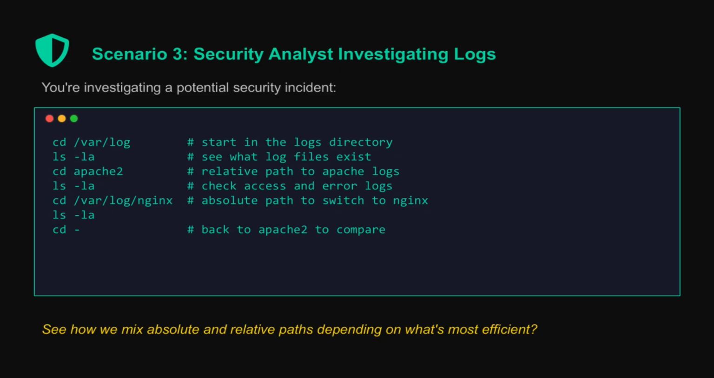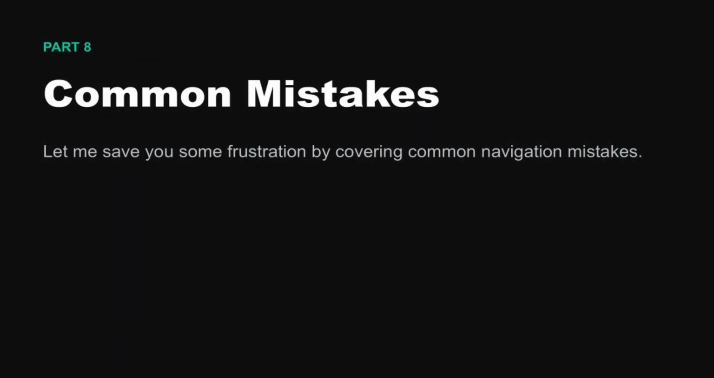And you see how we mix absolute and relative paths depending on what's most efficient. Here you've got a combination. You start with the absolute, you've got the relative, the absolute, and using your shortcuts as well. That's real-world navigation. Well, to potentially save you some frustration, we'll cover some common navigation mistakes.